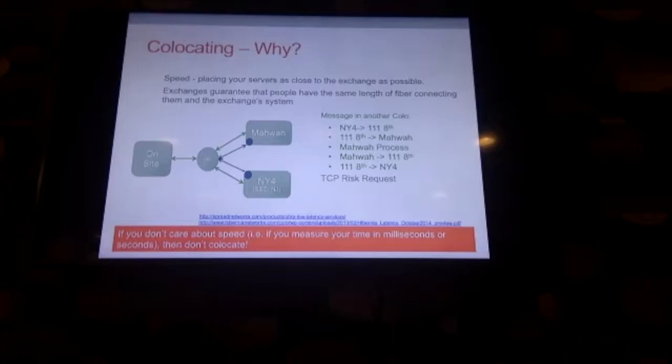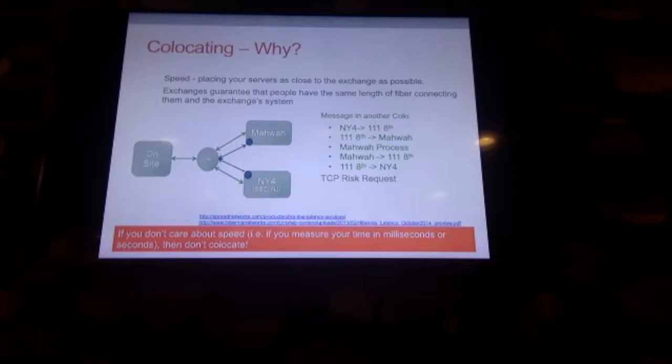Examples of things that people are going to put a lot of thought into are things like TCP risk requests. Before I can send an order to an exchange, I actually have to get permission from my pre-trade risk engine. My pre-trade risk engine is actually sitting in a different co-location. I end up having to do a lot of unnecessary hops, the one in green right here. That's something that we want to avoid.